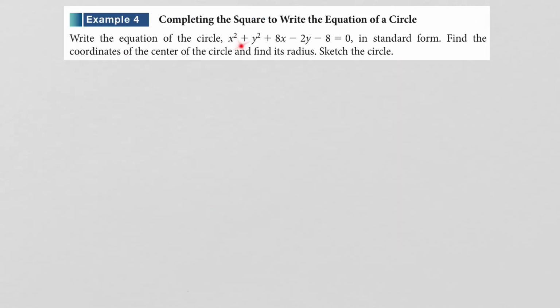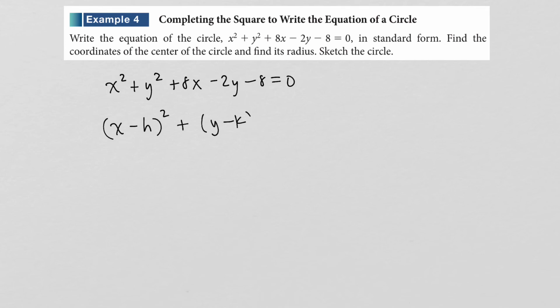So here we have the general form of a circle, x squared plus y squared plus 8x minus 2y minus 8 equals 0. And we want to rewrite it in standard form. Because once it's in standard form, you can easily get the center and its radius. So what we're going to do is rewrite this equation, x squared plus y squared plus 8x minus 2y minus 8 equals 0. And I want you to think about how are we going to convert that into an equation that looks like this.